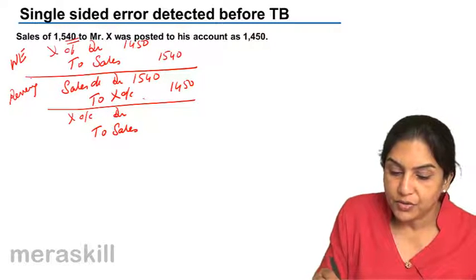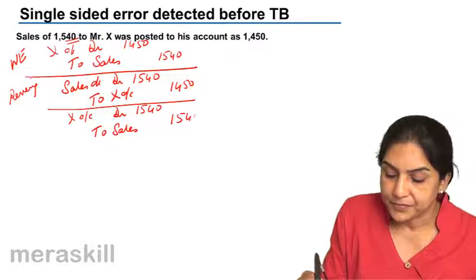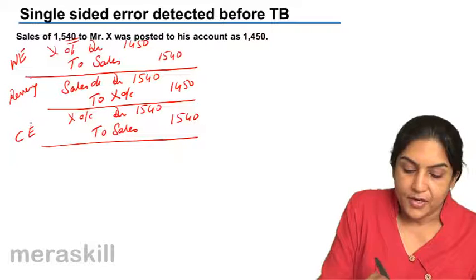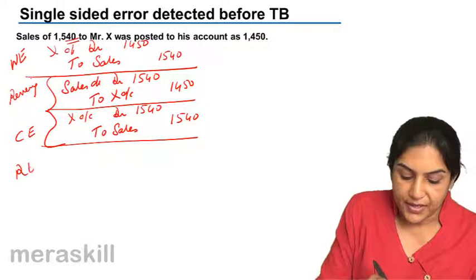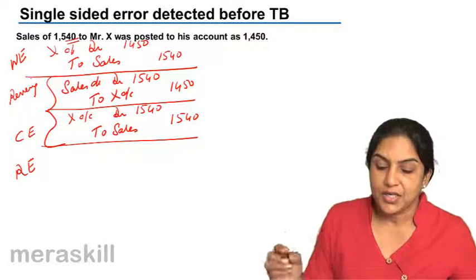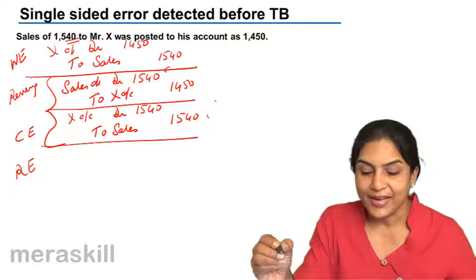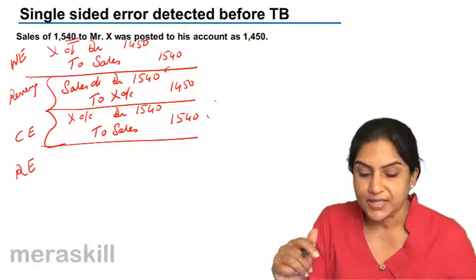What is the amount we are talking about? This is the correct entry. So a combination of these two will give me the rectifying entry. What is the combination here? Sales account debit 1540, sales account credit 1540. So there is nothing to be done to the sales account.